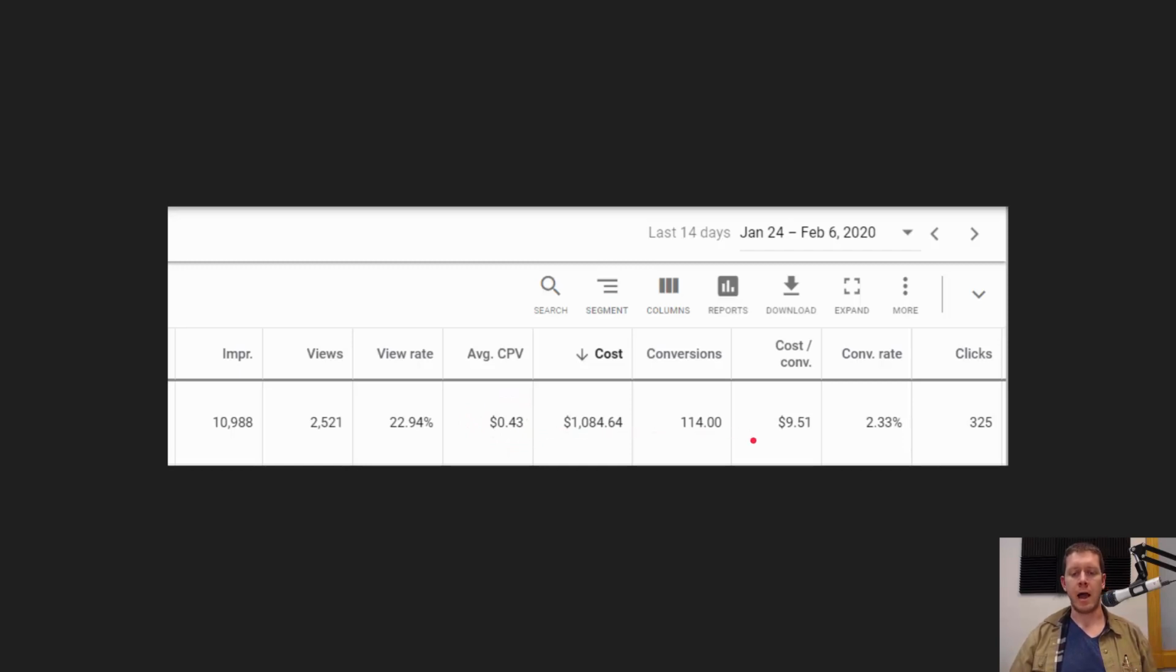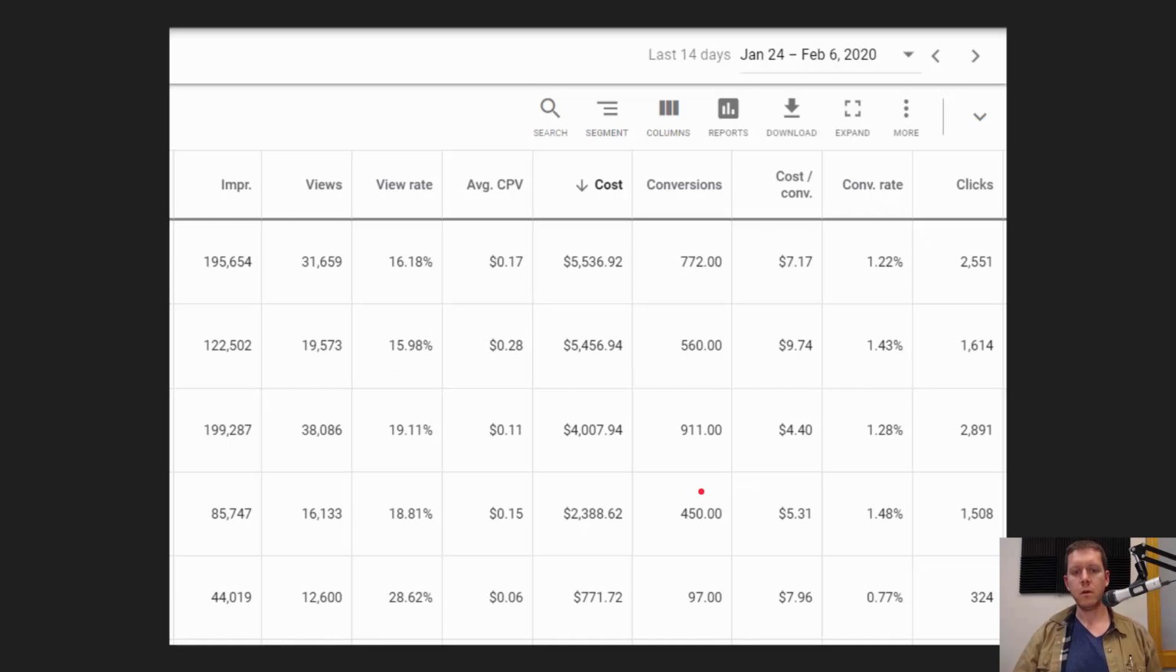But because we're reaching that audience so specifically, they are converting at a very high rate. They're clicking on the ad at a very high rate. And we're getting conversions for a good cost per conversion. So that's another example, 43 cents per view. Here's an account with several campaigns, and you can see again a big variance between cost per view even in these different campaigns. As high as 28 cents per view, as low as 6 cents per view, but almost the same cost per conversion in both of those instances.